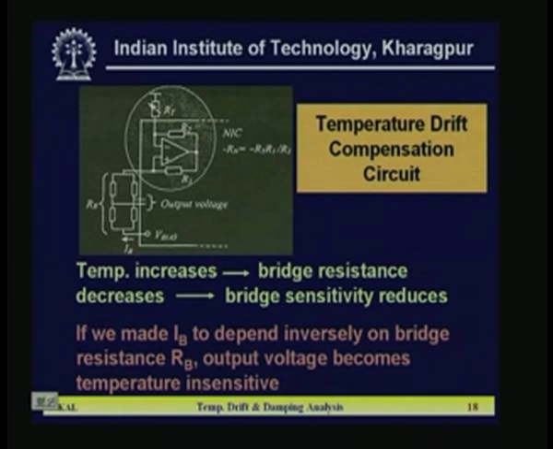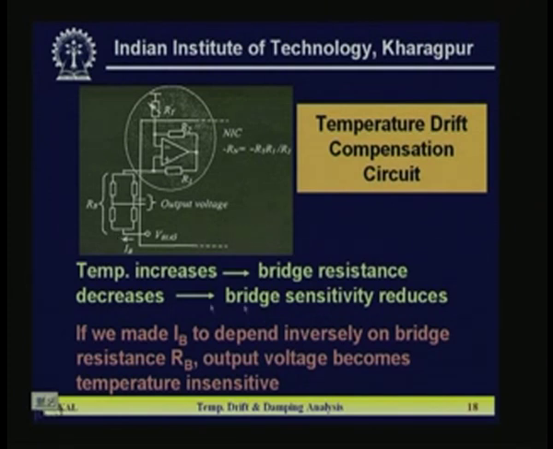Temperature drift compensation circuit. Here you can see this is the bridge, on the left side R1, R2, R3, this is the total bridge, and if you connect the bridge with a circuit like that, this will give you, to some extent, temperature drift compensation. If temperature increases, the bridge resistance will decrease and sensitivity will reduce. But what they are doing: if we make IB, the bias current, depend inversely on the bridge resistance RB, the output voltage becomes temperature insensitive.